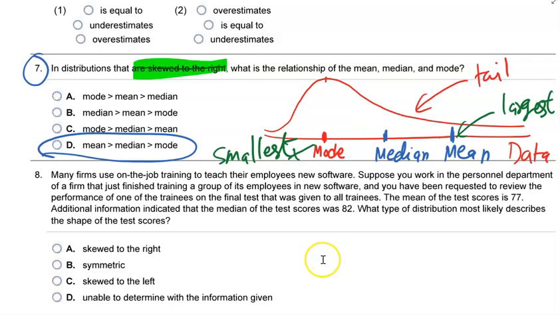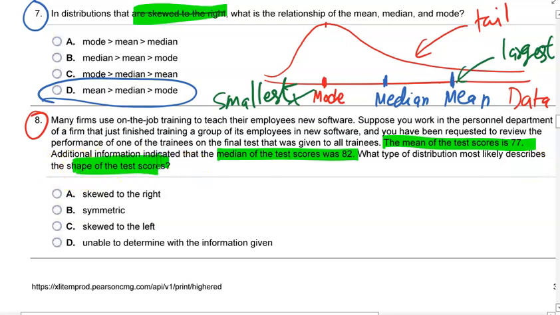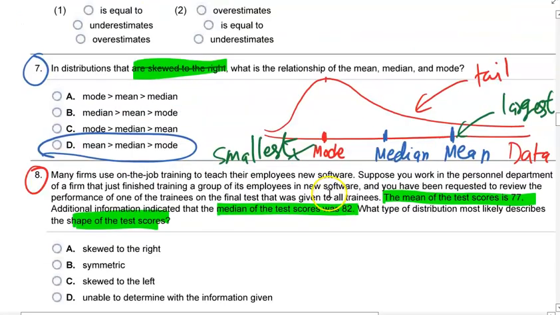Question number 8. If you read the question properly, they give you a mean test score of 77 and a median test score of 82. The question is, what type of distribution most likely describes the shape of the test scores? There are three types: skewed right, skewed left, and symmetric.